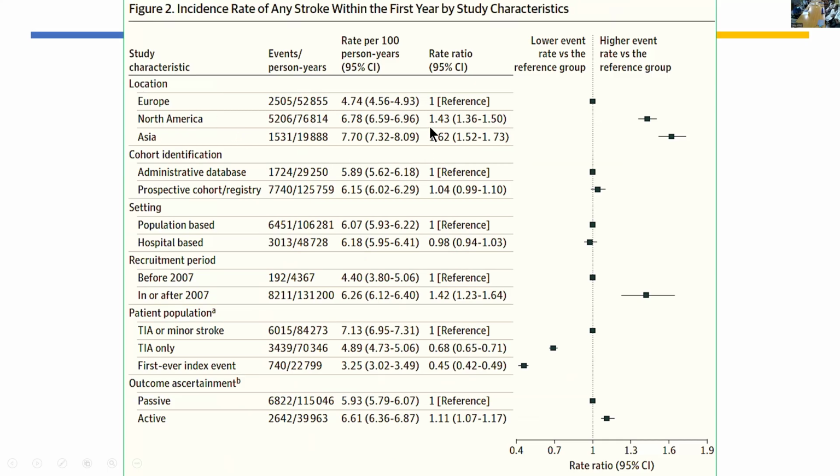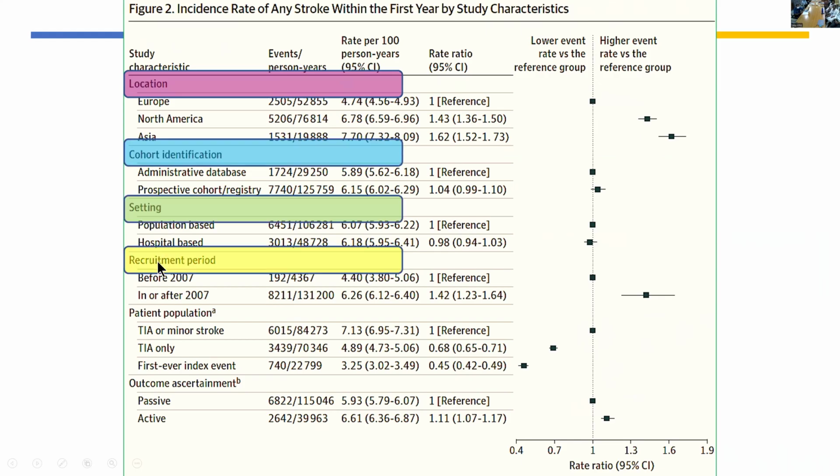Asia, the rate ratio compared to Europe shows a higher risk of stroke. Registry-based versus administrative database, or prospective cohort versus registry: no difference. Compared to recruitment before 2007, there seems to be a difference. Compared to passive ascertainment, active ascertainment seems to have a higher risk. This is the planned subgroups and the data being shown. Okay, so these are the planned subgroups.